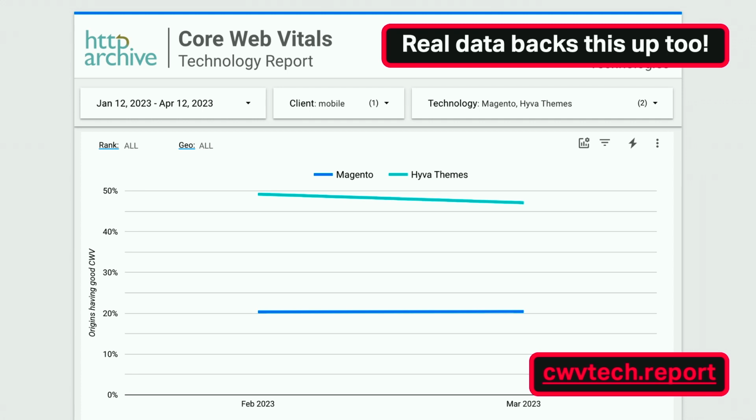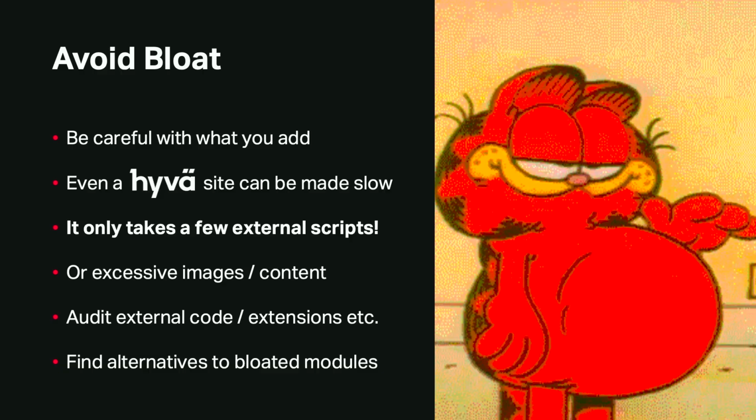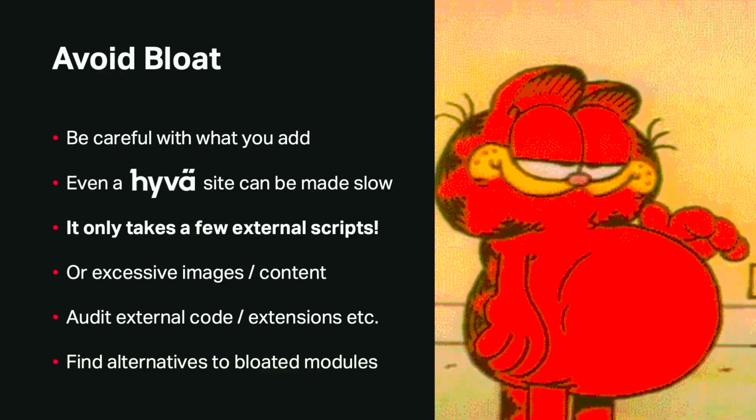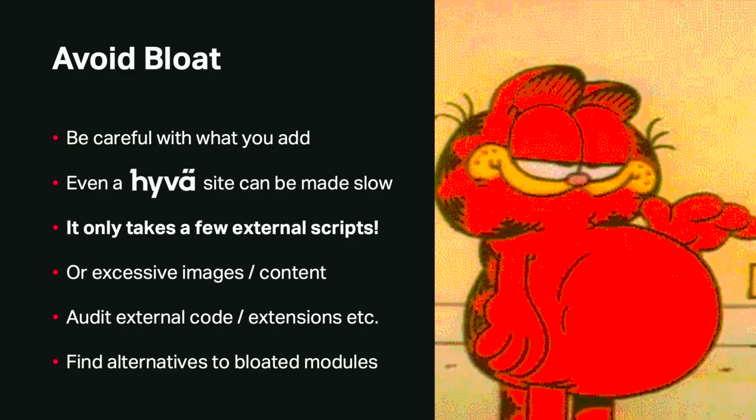But real-world data backs this up too. This is the Core Web Vitals technology report. This allows you to see the percentage of sites that pass their Core Web Vitals, and you can filter by different technologies. So we can see here, all Magento sites inclusive, only about 20%, 1 in 5, pass their Core Web Vitals, whereas Hyvä, it's more like 1 in 2, 45, 50%, which you might think is quite low. But again, that comes back to my point: even if you start with something great like Hyvä, it only takes a few external scripts or a few too many images or whatever else, or bloated code and extensions to make it bad. So keep your sites lean.